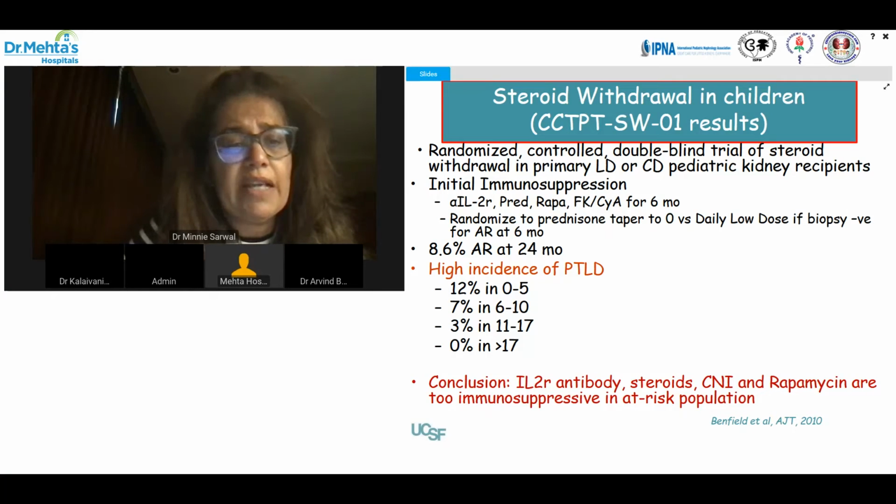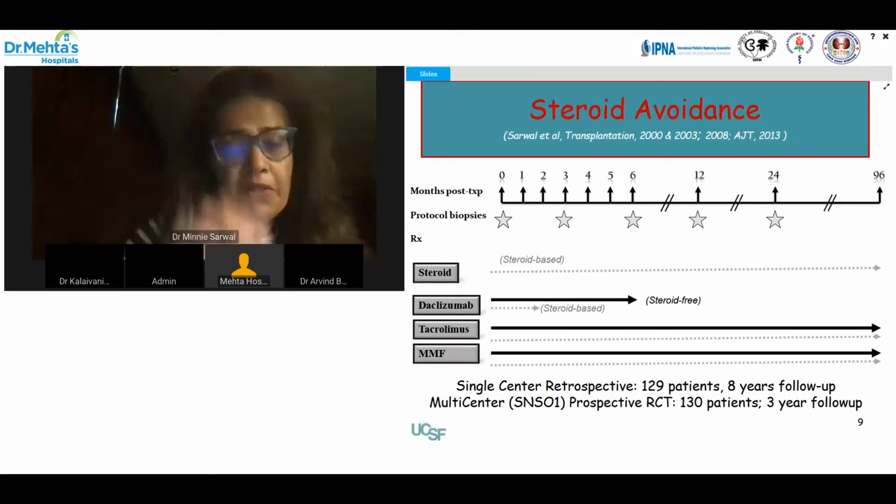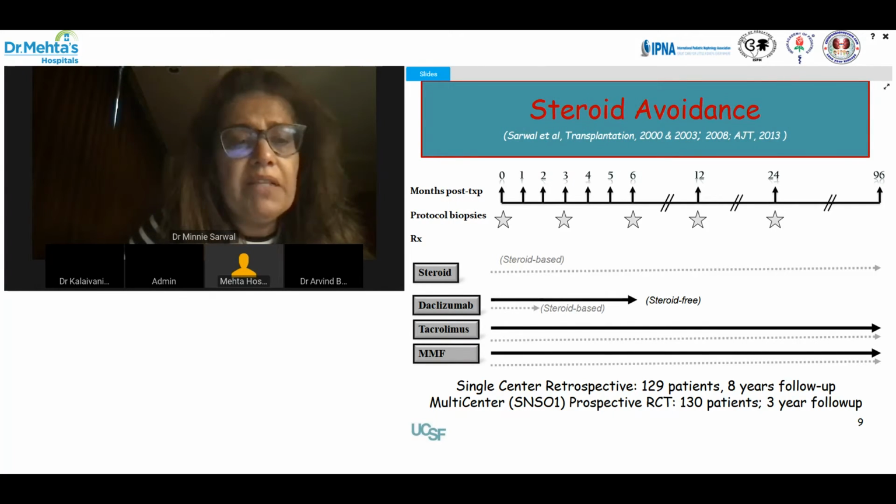Incidence of rejection was about 8.6% at about 24 months, but there was a high incidence of PTLD. You can see this is quite unacceptable at 12% in the young infant under the age of 5. This is basically related to the aggressive immunosuppression of having an mTOR inhibitor, a CNI, and prednisone, and even though this was non-depleting induction, it was significant. So in conclusion, the IL-2 receptor antibody, steroid, CNI, and rapamycin combination was too immunosuppressive in this at-risk population, and this protocol was abandoned.